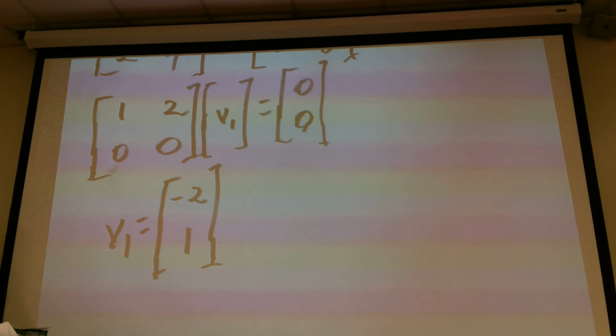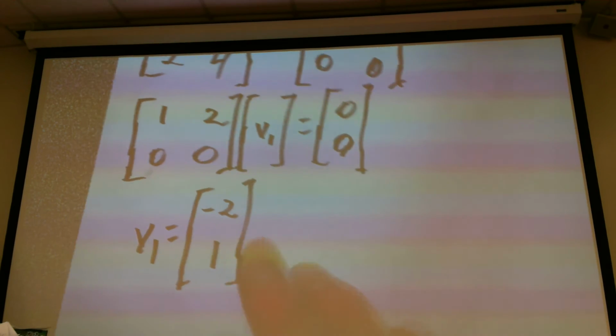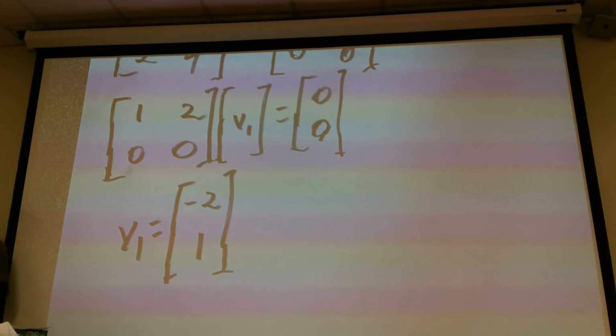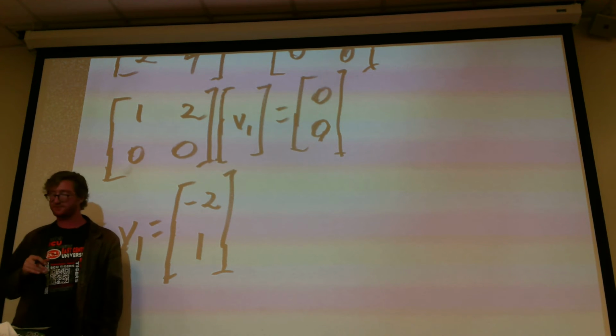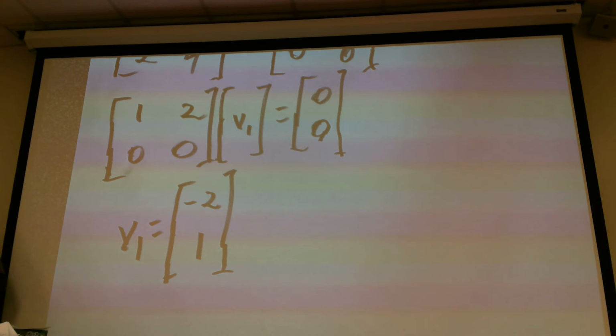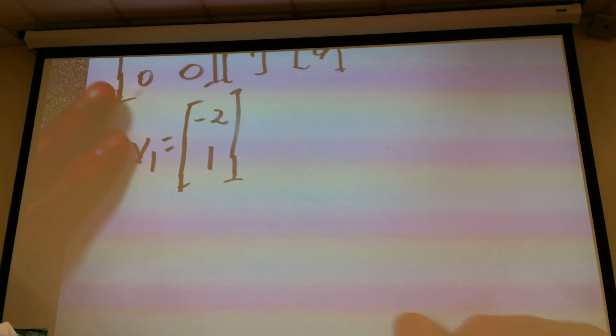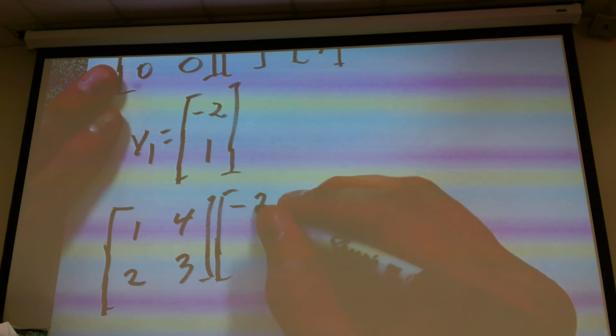Okay, so let's check our work real quick. Okay, so if matrix A acts upon this, it should equal lambda 1 v1. And our lambda 1 is negative 1. So let's have our matrix act upon that. Okay, so we have 1, 4, 2, and 3. Now act upon negative 2, 1.